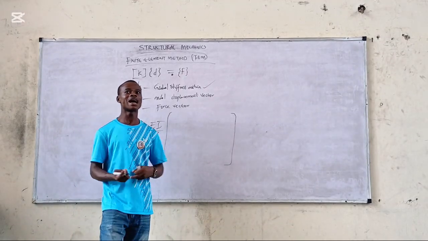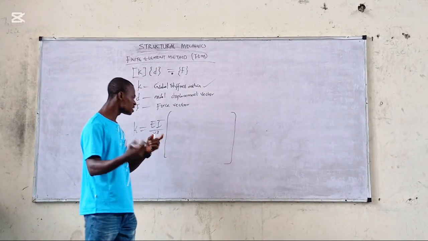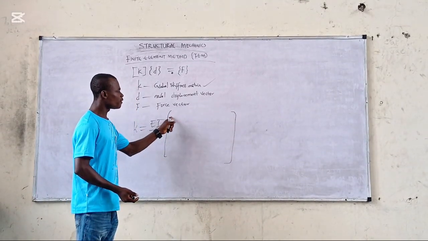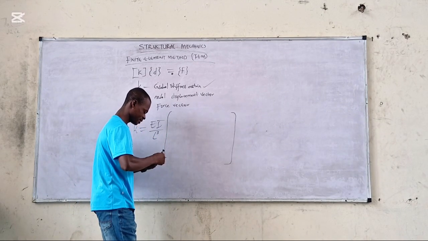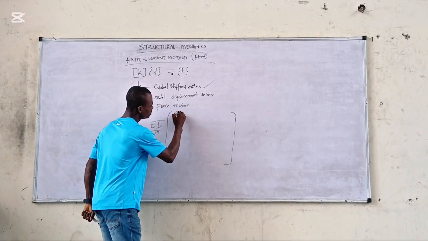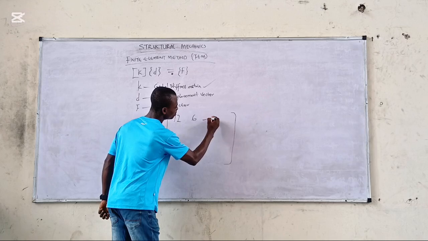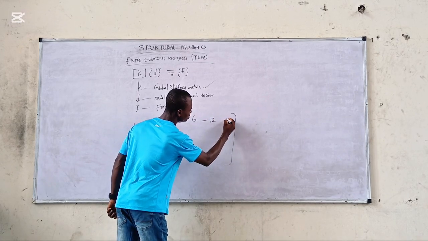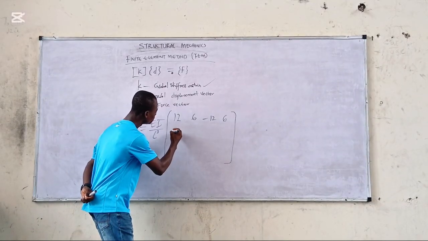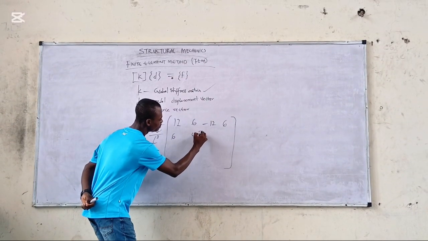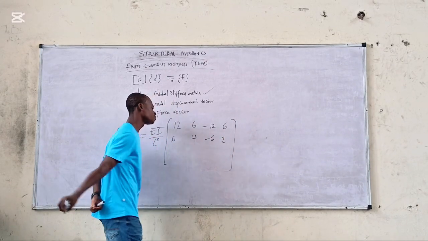I expect you to memorize it, because it's definitely going to help you in your test or your exams to save your time. For the first row, we have 12, 6, minus 12, and 6. For the second row, we have 6, 4, minus 6, and 2.